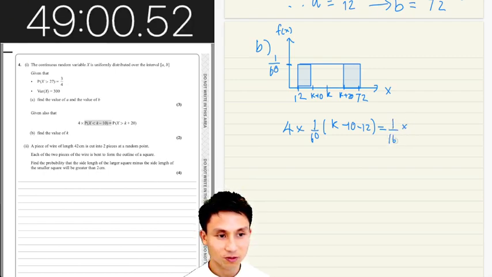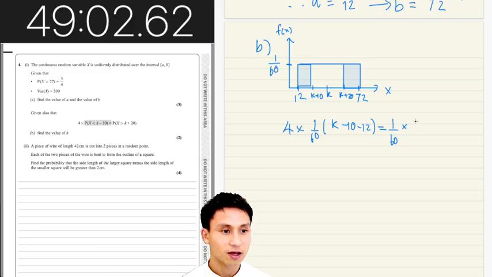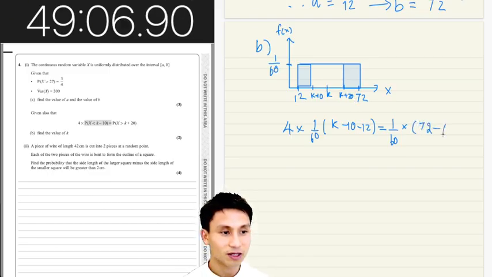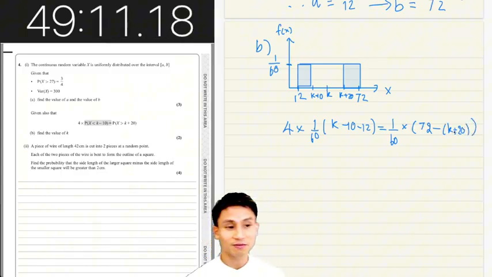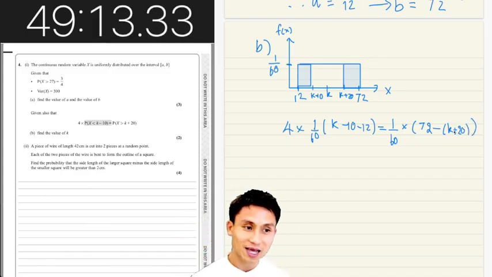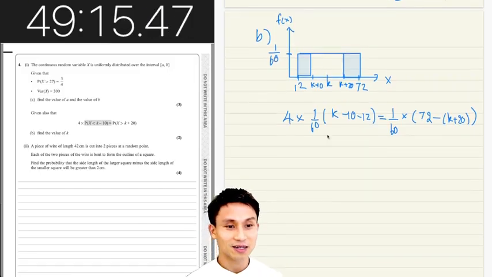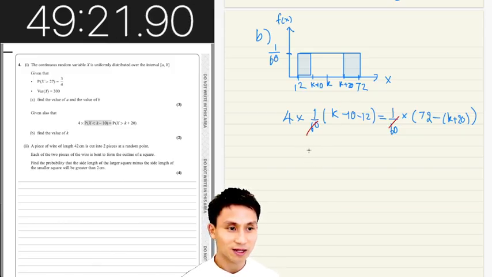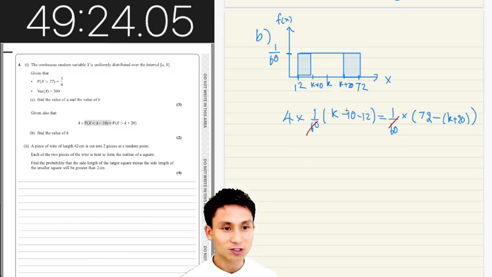Sorry, 60. What did I write there? And then that would be 72 minus k plus 20, and you got to put that in brackets. I have seen this mistake many times. Students don't put brackets like that, and they just make a sign error there. Now we can, of course, cut out the 1 over 60 here, because we don't need to do math there. And this would be minus 20 altogether.